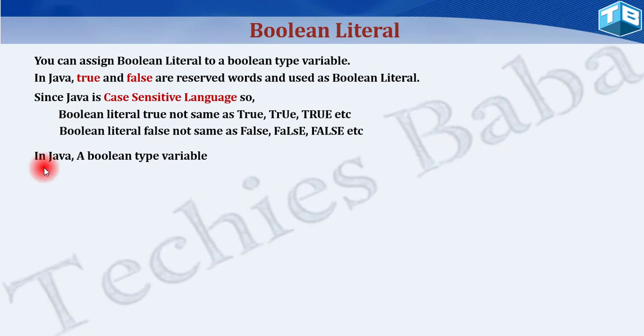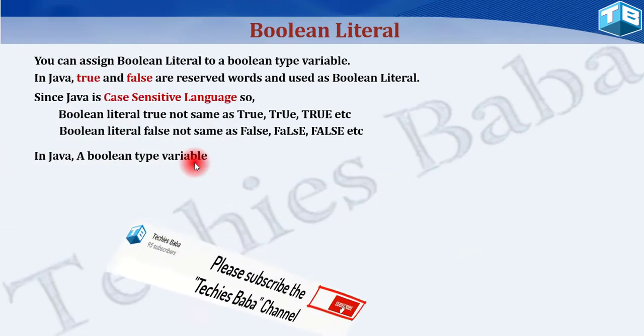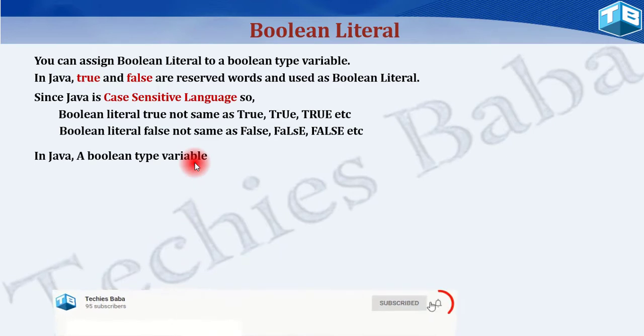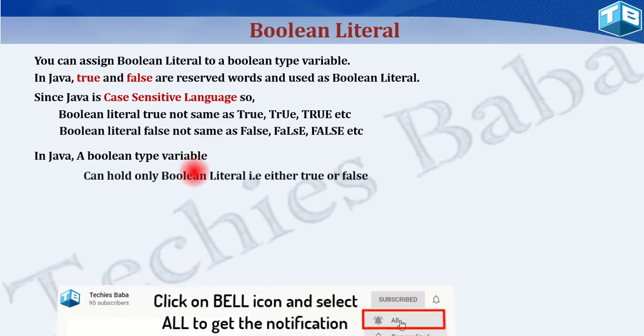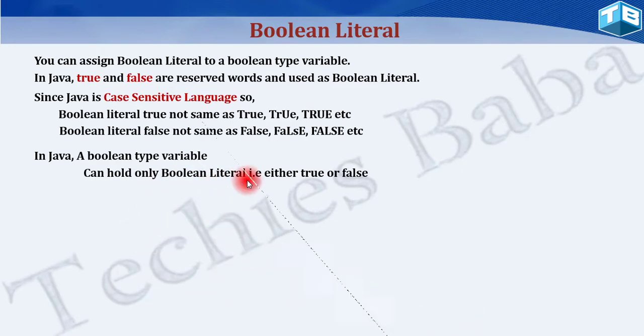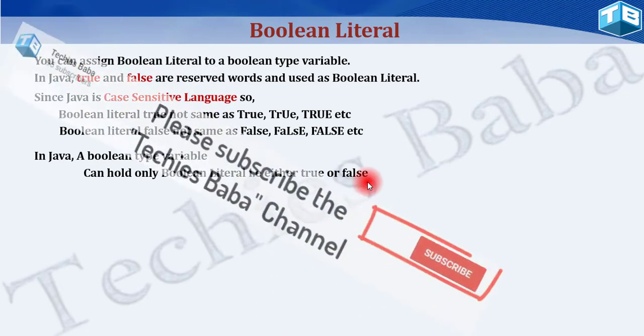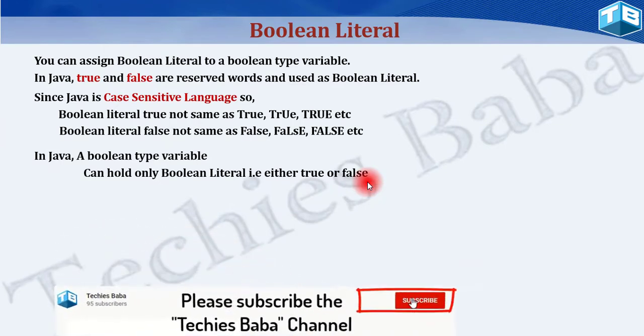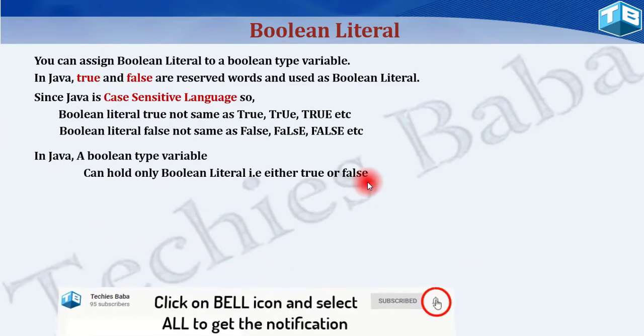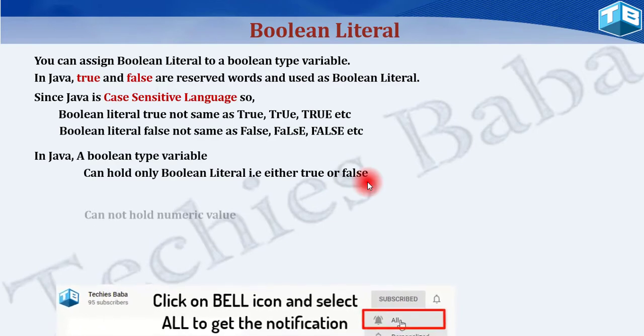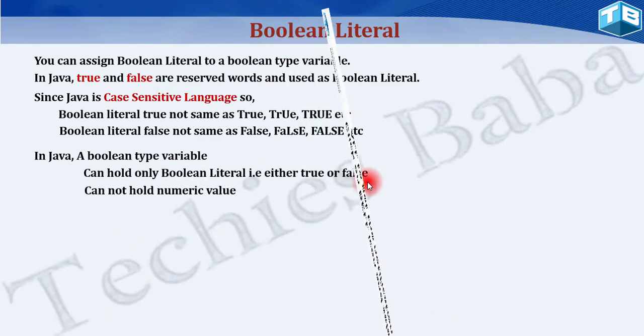Now, in a Java program, a Boolean type variable, or anywhere a Boolean is required, any variable you define with the Boolean data type can hold only the Boolean literals, that is either true or false. So when you have a Boolean type variable or where a Boolean value is required, the only possibilities to provide the value are true or false. No other possibilities. It cannot hold a numeric value like 0 or non-zero.